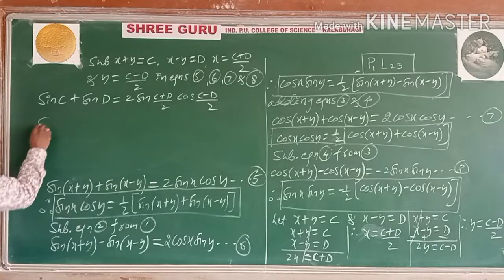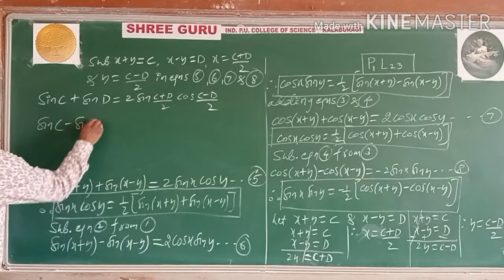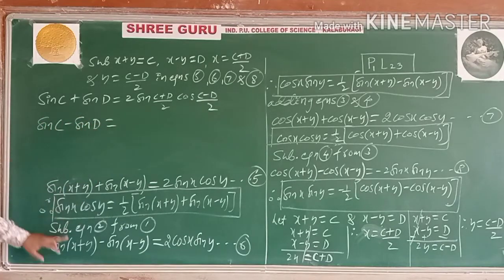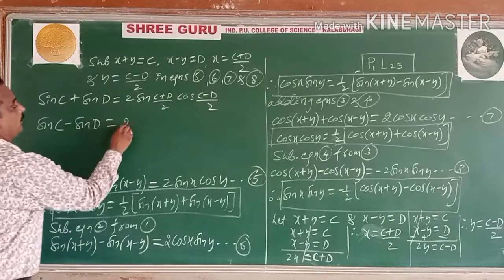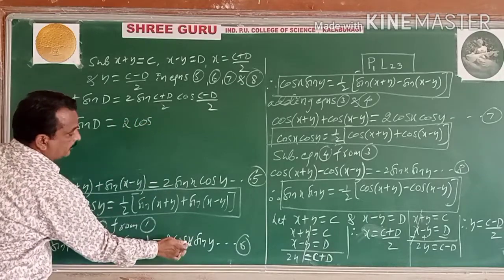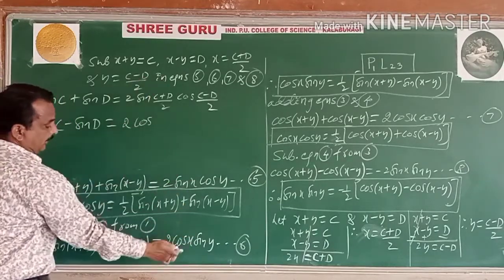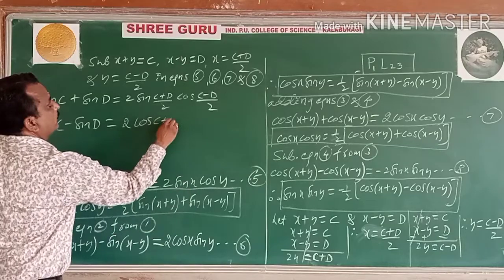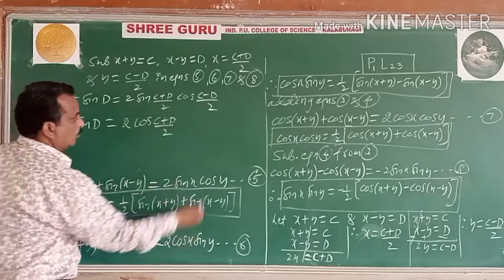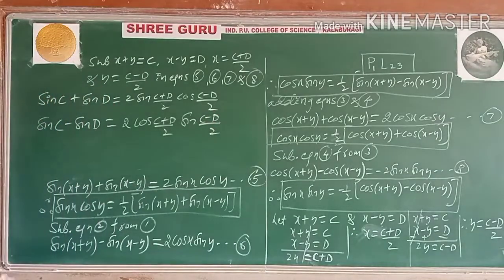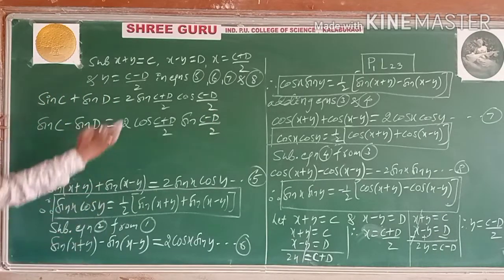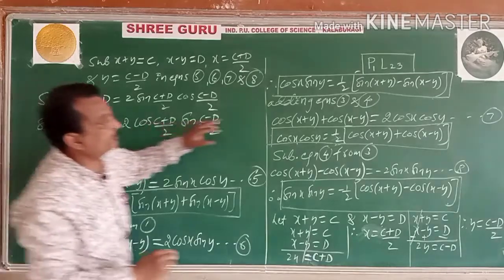Transforming x and y in terms of C and D. The next, sin C minus sin D in equation number 6 is equal to 2 times cos of x, what is x? C plus D by 2, into sin of C minus D by 2. This is equation number 6. Then 7. Substitute in the 7.